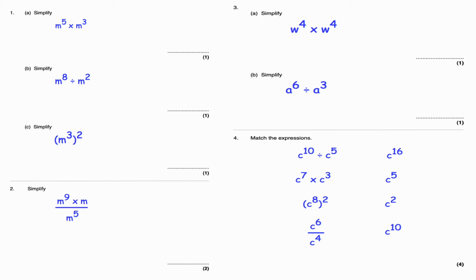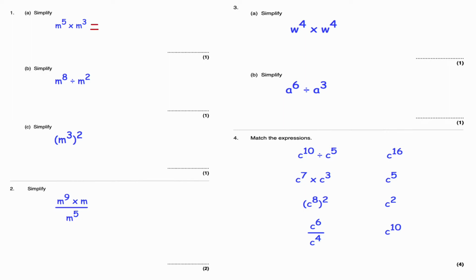Hi, in today's video we'll be revisiting the laws of indices for multiplying, dividing and brackets, and some harder questions relating to the laws of indices. We're going to start with question number 1a. Simplify m to the power of 5 times m cubed.